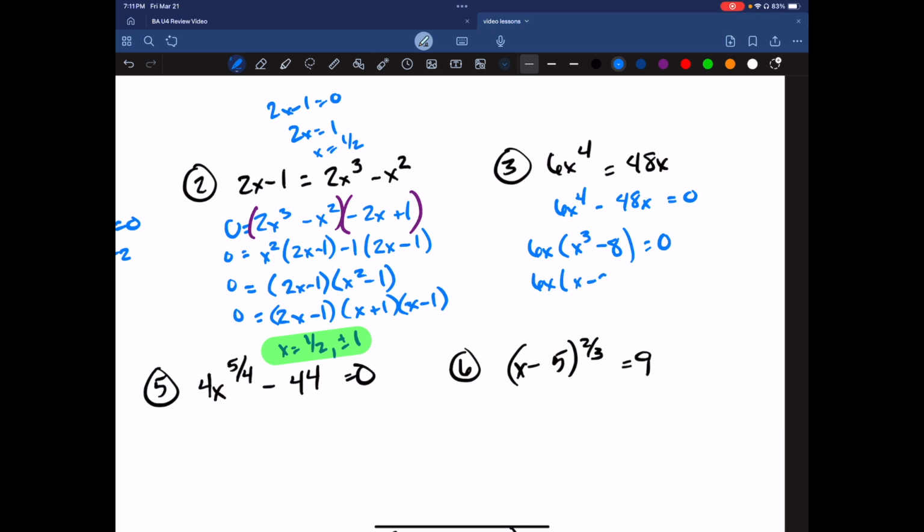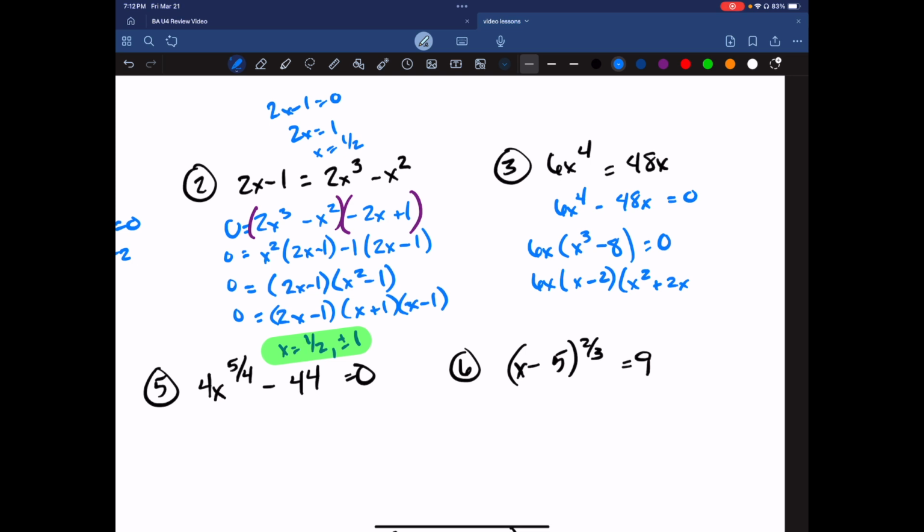x minus 8. So you get your binomial. It's going to be a binomial and a trinomial. Your binomial is just the cube roots of both of your terms. The cube root of x cubed is x. The cube root of 8 is 2. So there's that. And then you keep your original sign. Your trinomial is strictly built off of your binomial. You square your first term, you take the opposite sign, and then you multiply your 2 terms together. So 2 times x is 2x. And then you square your last term.